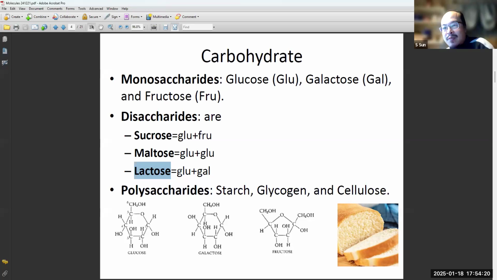They will stay in your small intestine, continue on to the large intestine, continue on to your colon, and over there, because you cannot break them apart, they are going to become the food for your gut bacteria. And over there, bacteria will use them, and they may cause irritation to your gut, and so that causes the symptom of lactose intolerance.